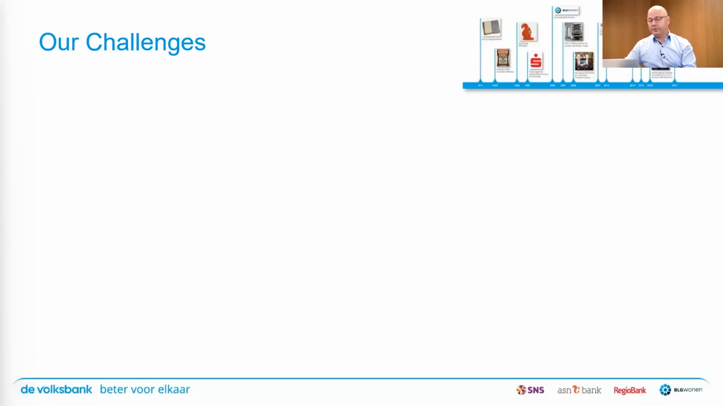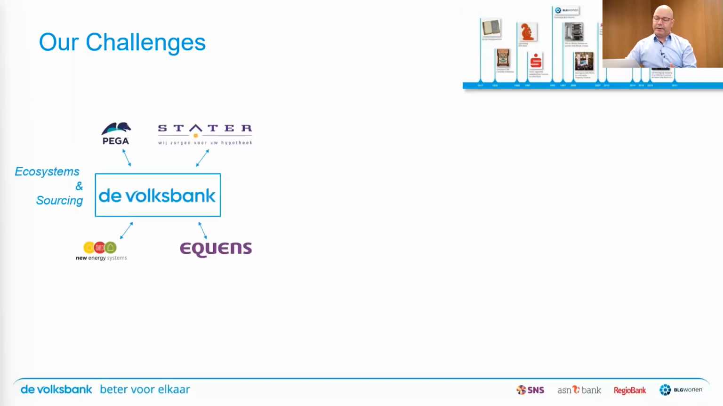Also, we find ourselves in a situation where we need to make choices on which things we focus on and which things can be done by others. So one of the things that will be key to our digital transformation is finding the best partners to help our customers. So the topic here is ecosystems and sourcing. This is where we cooperate with other organizations to improve our organization, or let others help us give better products and services to our customers.